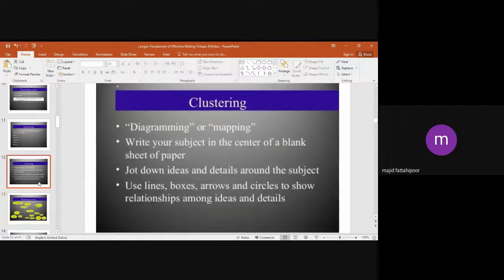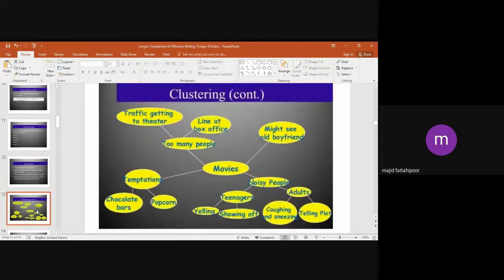Okay, so going back to this one, you can see that all those things were mentioned using lines and boxes and arrows and circles. Depends on your own taste. You can use lines, boxes, arrows, circles to show the relationship among the ideas and details. So it's like a poster.